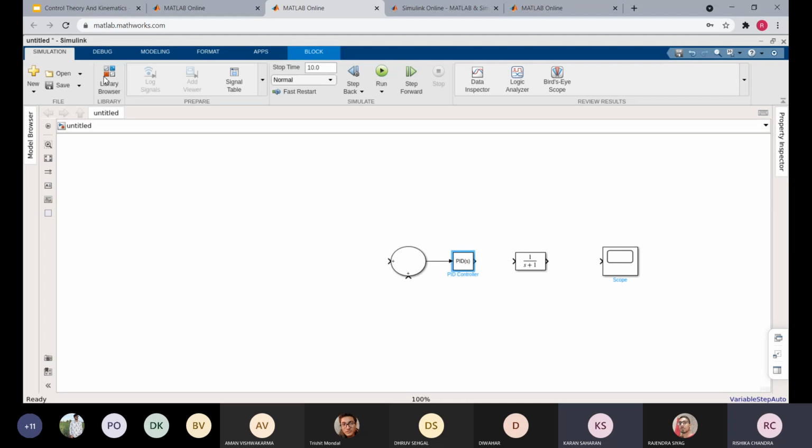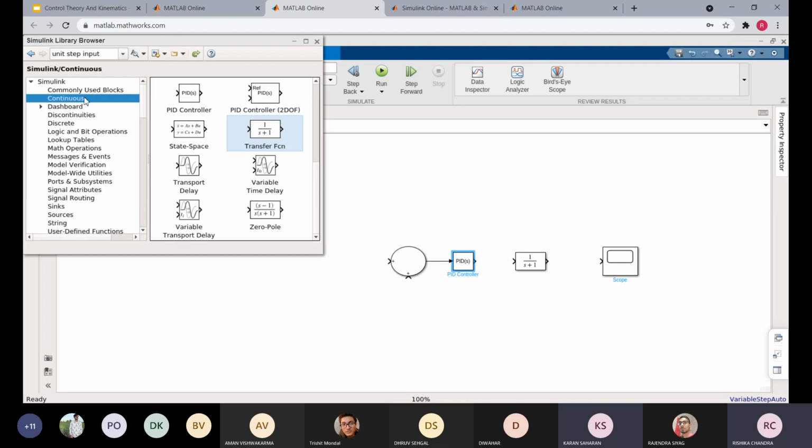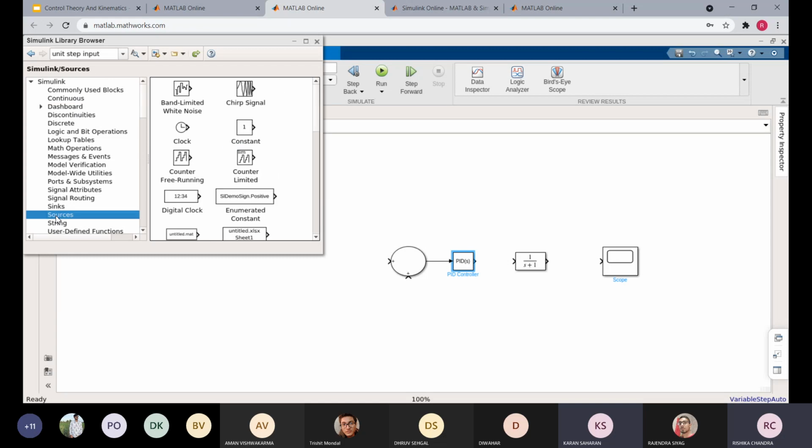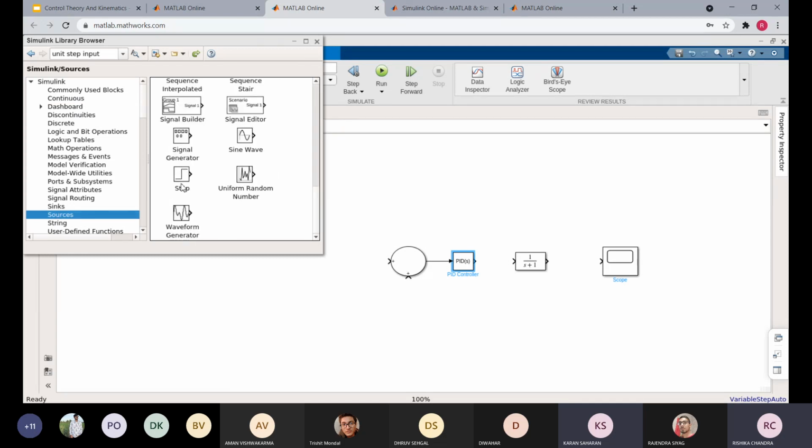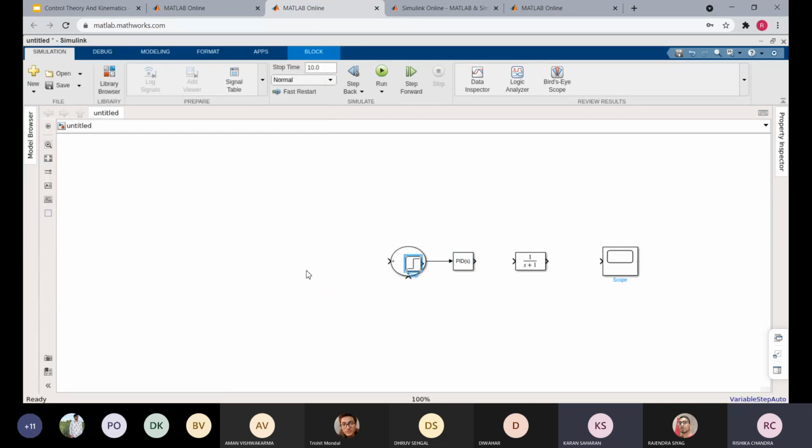Okay. Now let's have some input. Yeah, click on sources. You'll get step input here. Right click, add block to model.